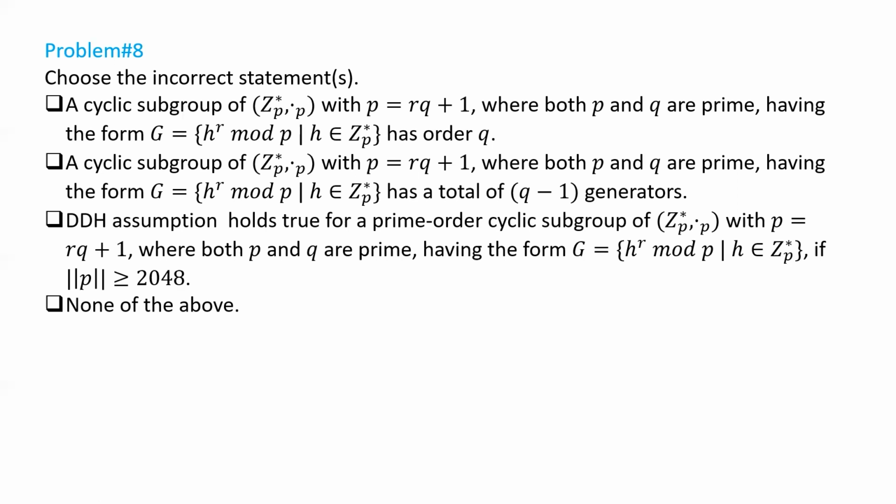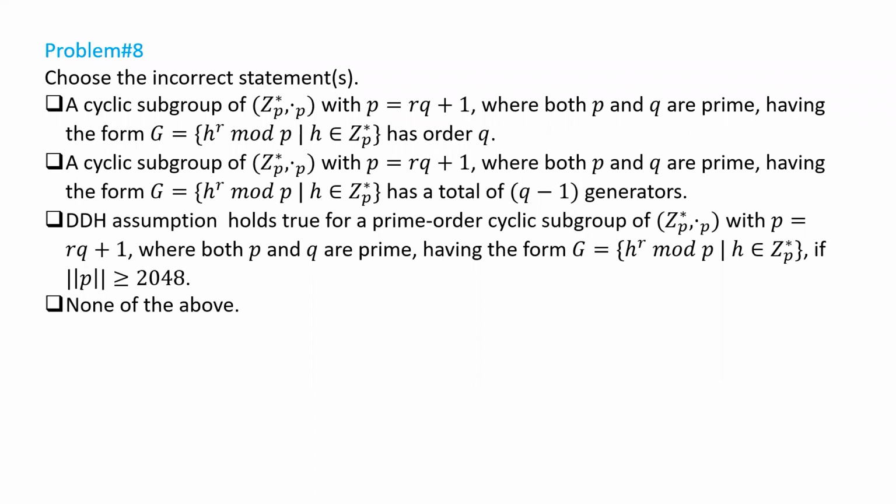They are just like proven theorems: if we form a cyclic subgroup as written, of the form H to the power R mod P, then that subgroup will have Q number of elements, that it will have order Q, which is prime order.